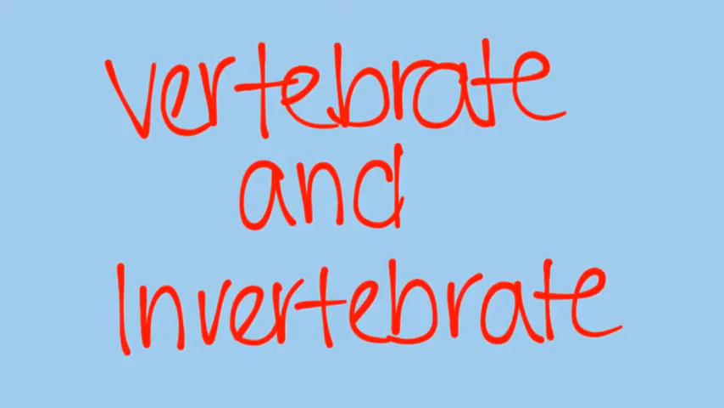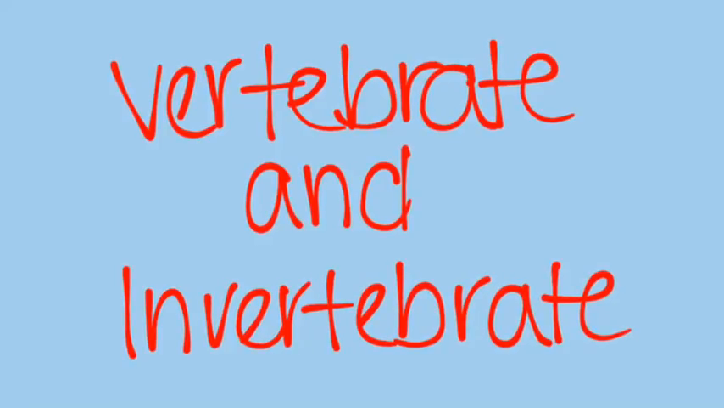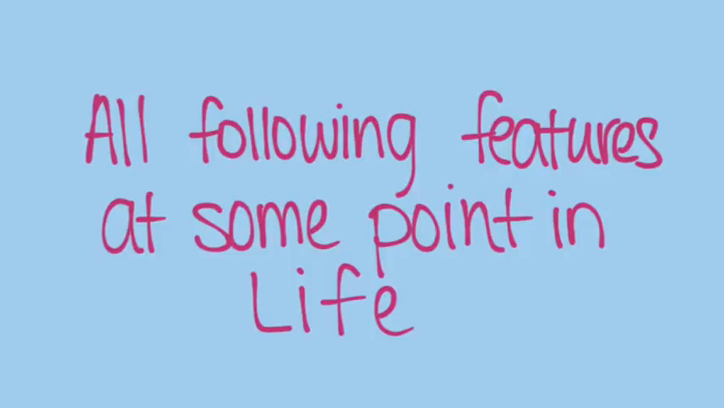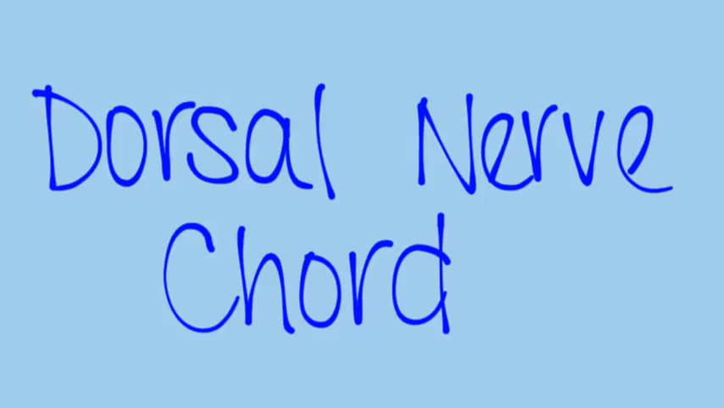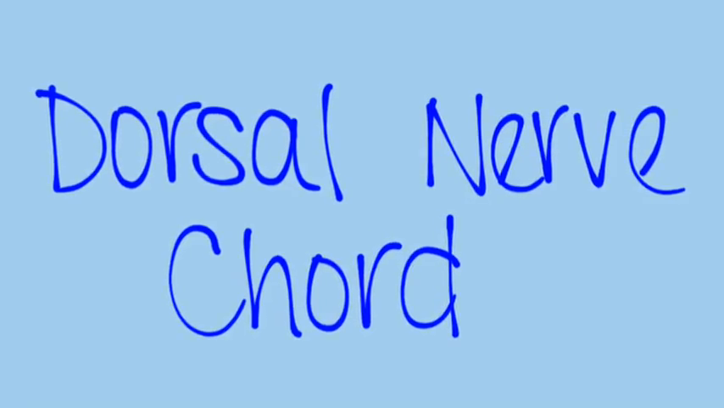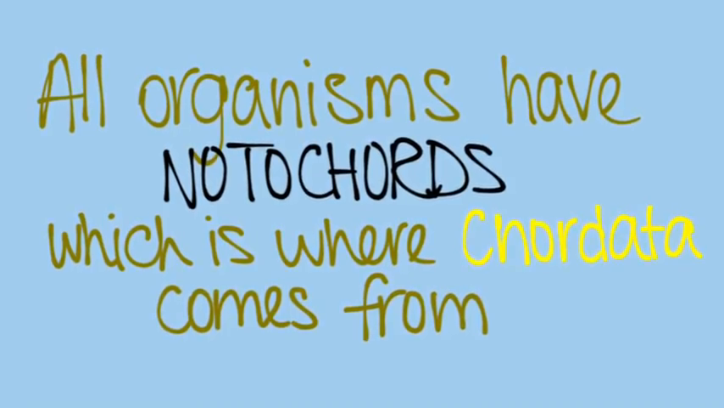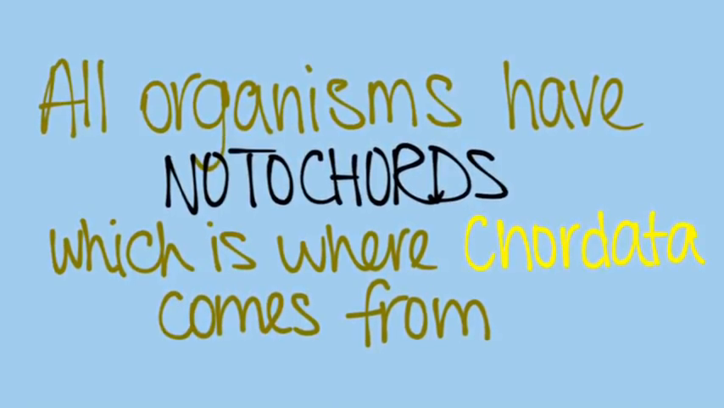Chordata is the most commonly recognized phylum. It is composed of vertebrate and invertebrate organisms. Organisms have all the following features at some point in life: pharyngeal slits which connect throat to neck, a dorsal nerve cord, which is a bundle of nerve fibers that runs down the spine, a notochord, which is a cartilage rod that runs underneath the nerve cord, and a tail extending past the anus. All organisms have notochords, which is where the word Chordata comes from.